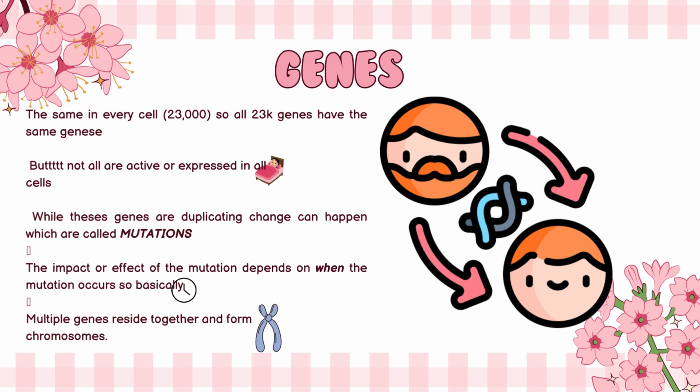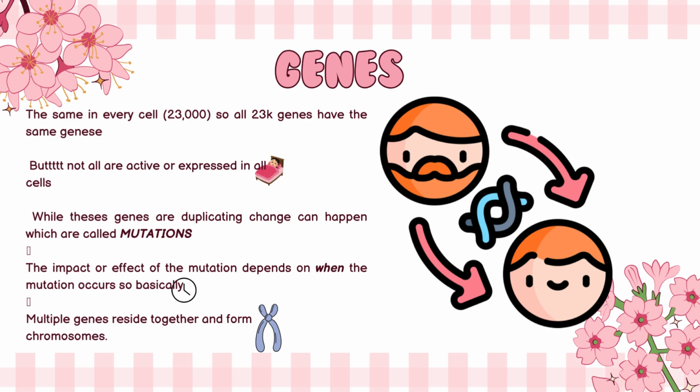Let's talk about genes. Genes are the same in every cell, and there's 23,000 genes in a cell, but not all of them are active or expressed in the cell. And while these genes are duplicating, change can happen, and this is called mutations. But the impact or the effect of the mutation depends on when it happens.